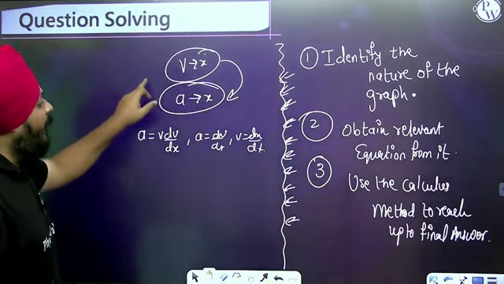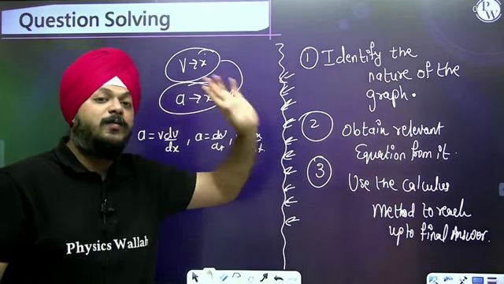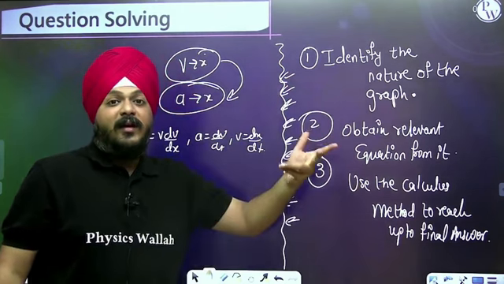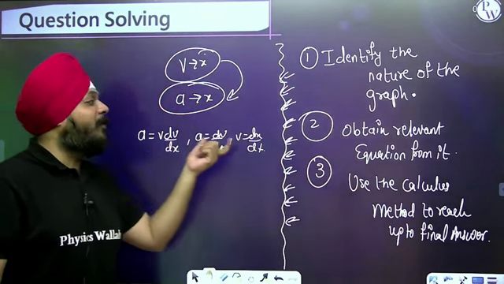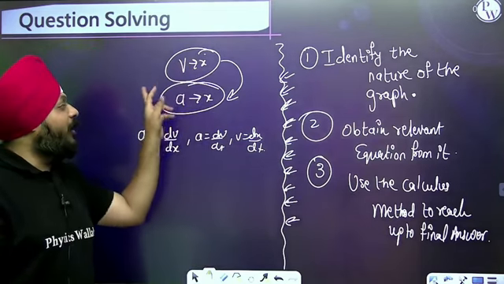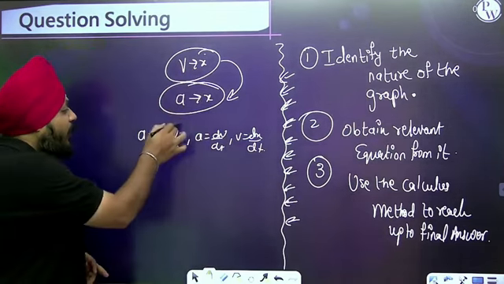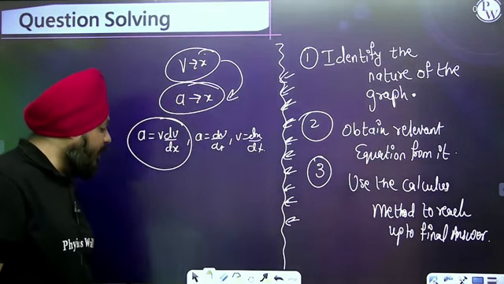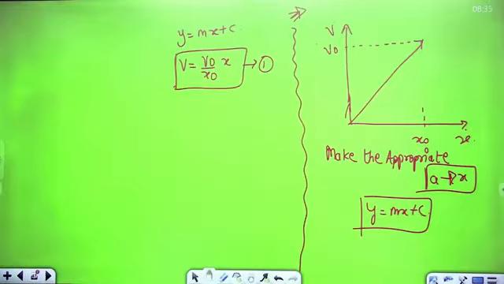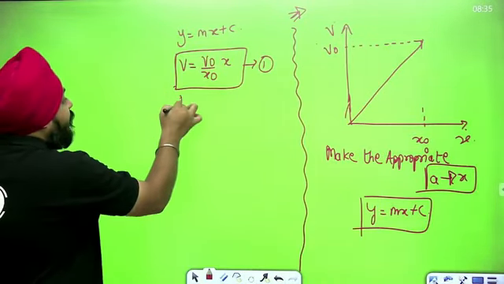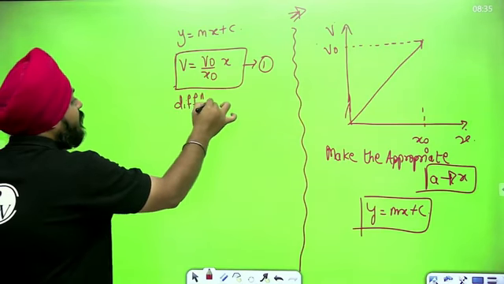We have to move from velocity to acceleration, which means we have to follow differentiation. But it is important to select the correct formula from the calculus method. So we have to move from v to a via x. This is the only formula that can be useful. Let's differentiate with respect to x.